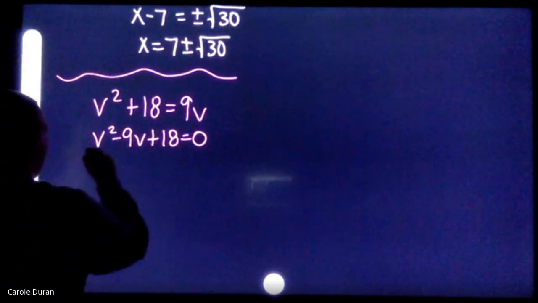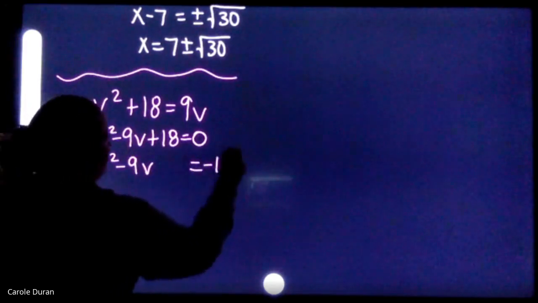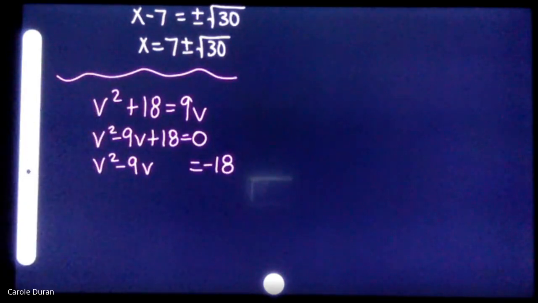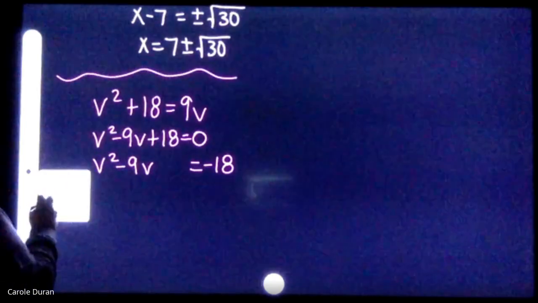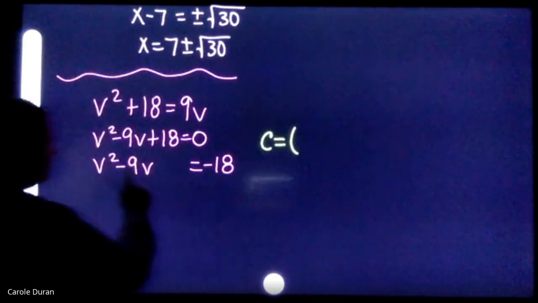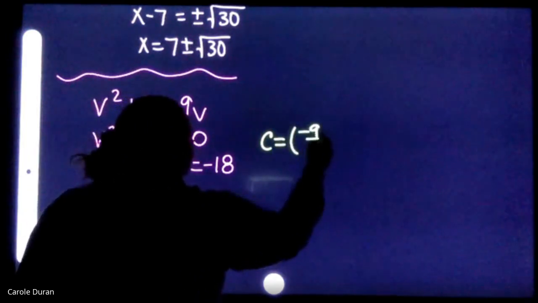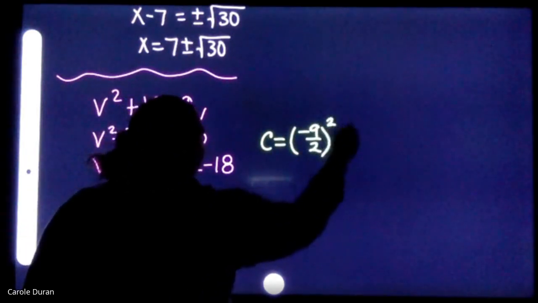Next, I move the constant over. When I move it over, it takes the opposite sign, so it's now a minus 18 on that right-hand side. I left a space, so I can go ahead and complete the perfect square trinomial on the left-hand side. So I need to find my c value. As before, my c value is half of that middle term, so negative 9 divided by 2 and then squared.